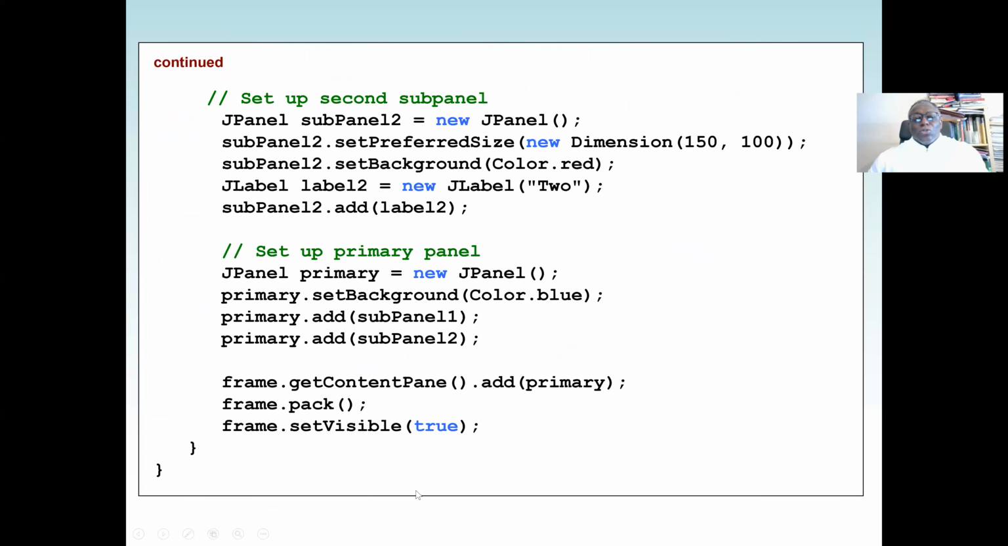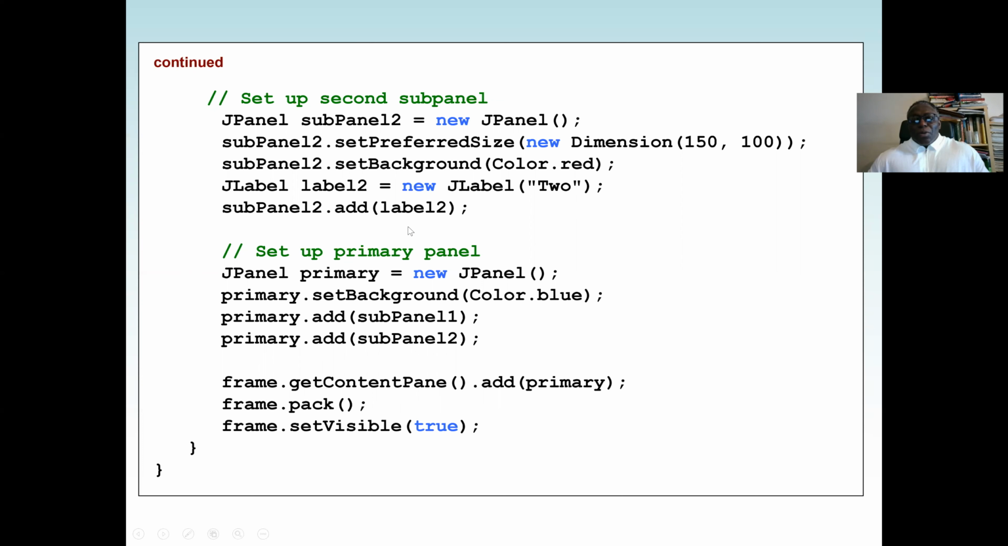And the same thing we are going to do for a second one. So second, we create again a sub panel 2 object from the JPanel class. Then we set the preferred size to 150 by 100. This time we make the background color red. Then we create a new label. This time the label name is label 2. As we all know, we cannot have two items with the same name. So we have label 1, and this time we create label 2. Then we add label 2 to the second panel.